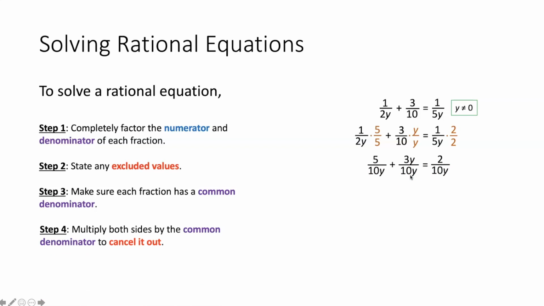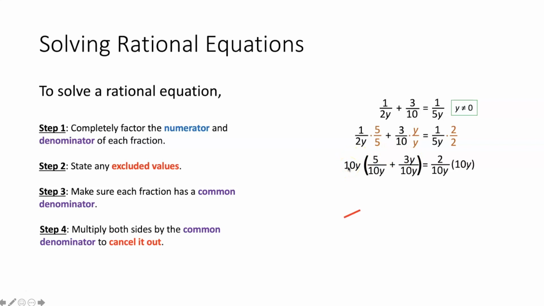So we can move on to step 4, where we multiply both sides by the common denominator to cancel it out. So the cool thing about getting each fraction to have a common denominator is now I can multiply both sides of this equation by our common denominator, and all of the denominators will cancel out. Over here, I distribute the 10y to the 5 over 10y and to the 3y over 10y.